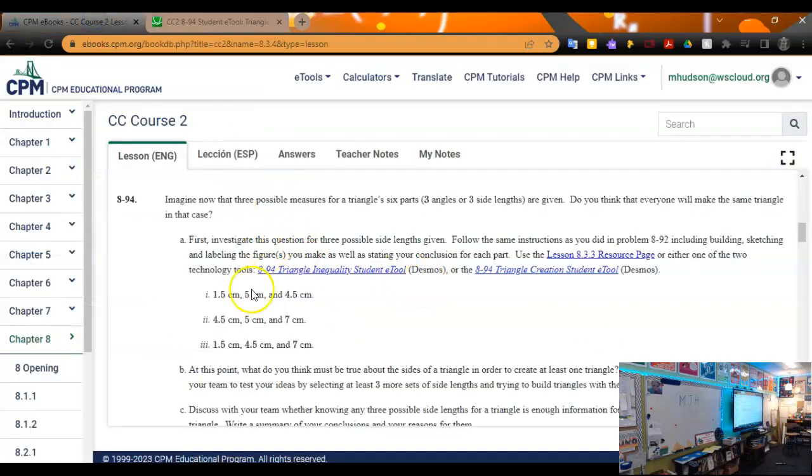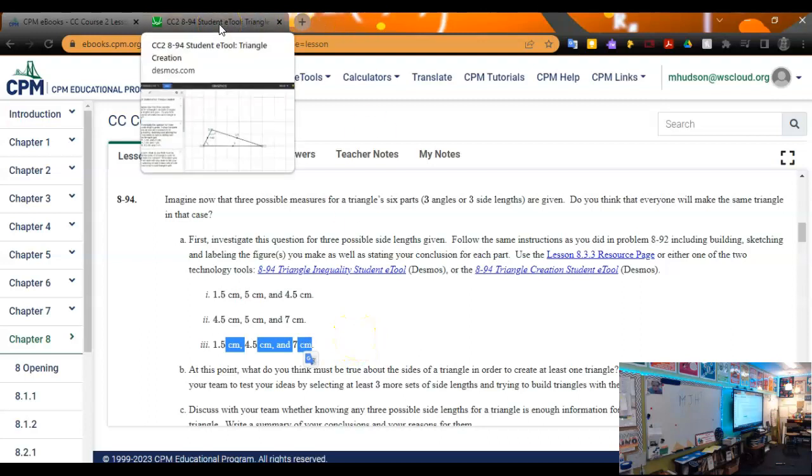So right here, 94. It's on your paper, but we decided we're going to use Desmos to do it. And now we're looking at part 3. I can't find 834. CC2. Are you in CC2?